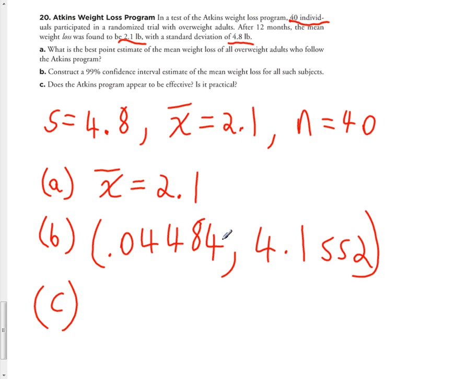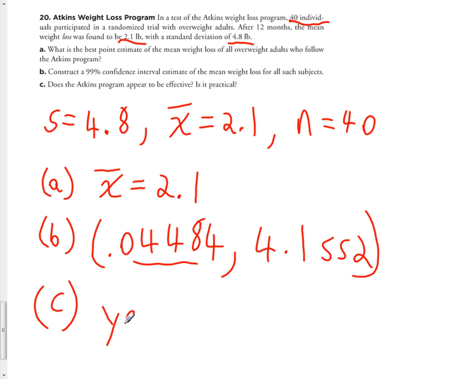But now, is it practical? Well, it seems like you're only going to lose somewhere between this many pounds and this many pounds. So if you're only trying to lose 4 pounds, then yes, it's practical. But if you're trying to lose more than 4 pounds, it seems a little impractical. I think we'd want our confidence interval to be a little bit further to the right if we actually consider this to be a practical diet.